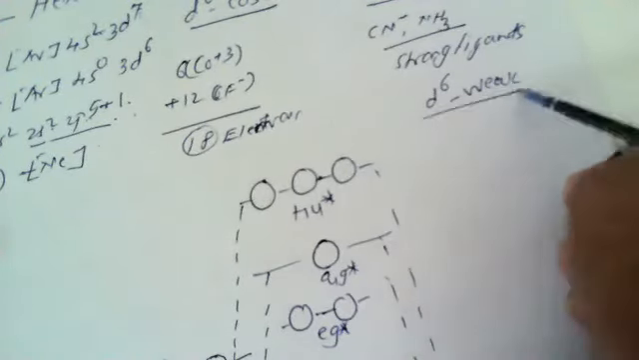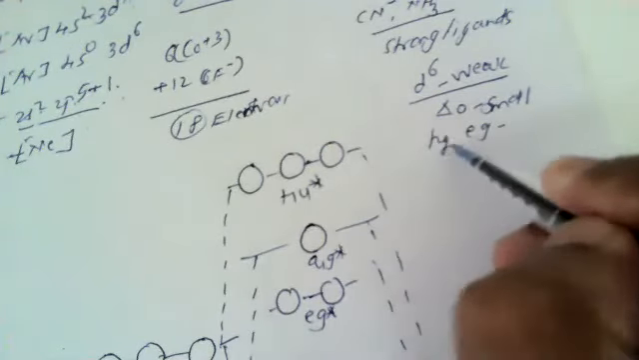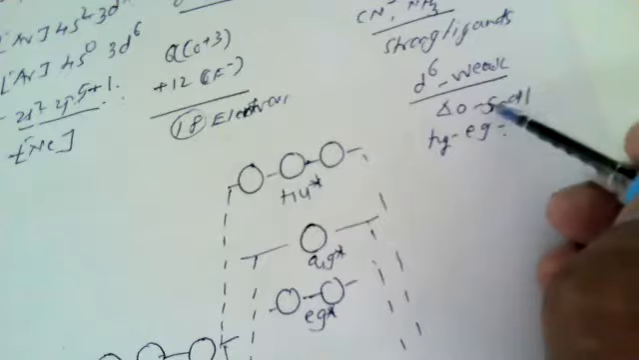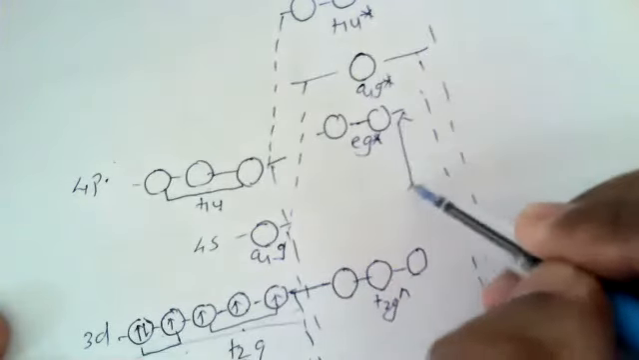Now as we know, whenever there is a d6 case and the ligand field is weak, what are the points to be remembered? Weak ligand field means the crystal field splitting, that is the delta value, is small enough, that is, the energy gap between T2g and Eg is very small, because weak ligands interact with the metal d orbitals very weakly.